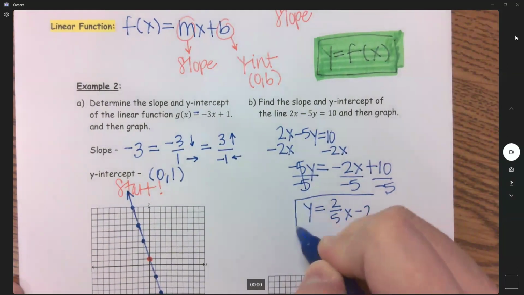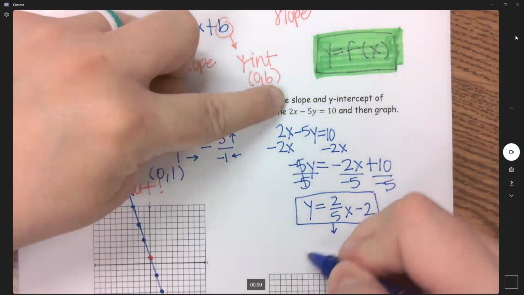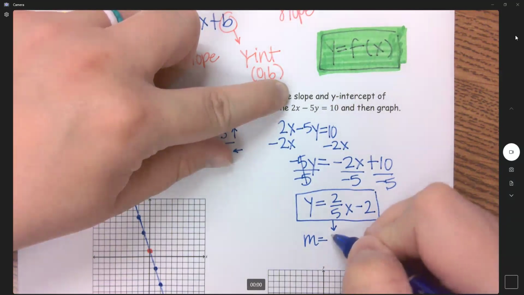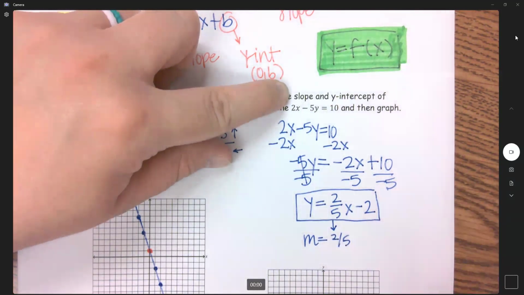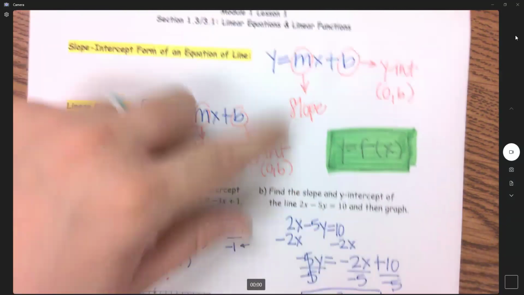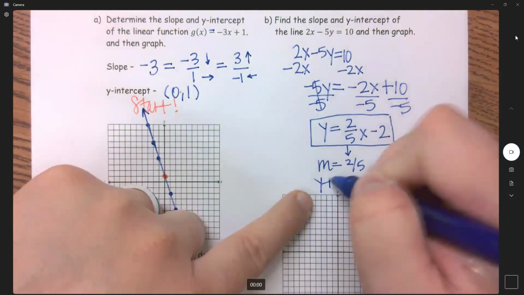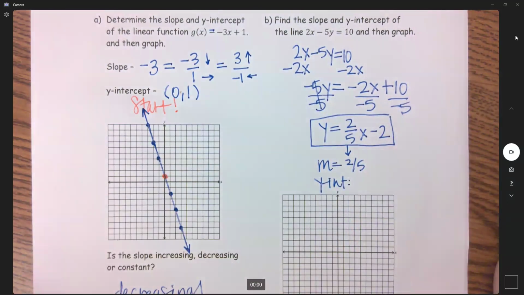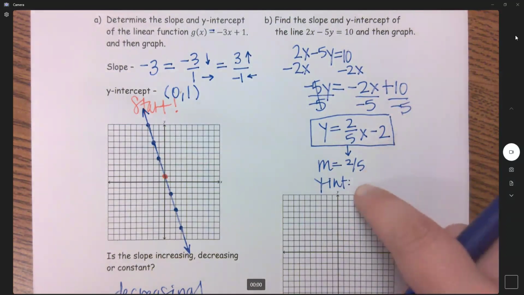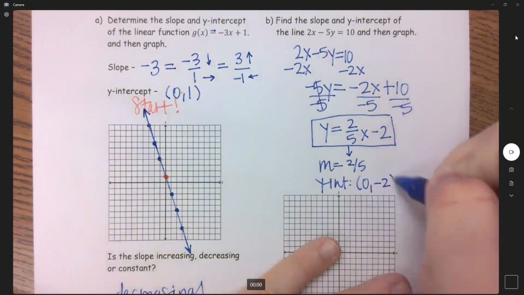So now from here, we can answer the 2 questions. It wants us to find the slope. What is my slope here? It is 2 over 5. Slope is whatever is in front of that x. And then what is my y-intercept? It is this negative 2. We do want to get familiar with writing this as an ordered pair. So this is 0, comma, negative 2.